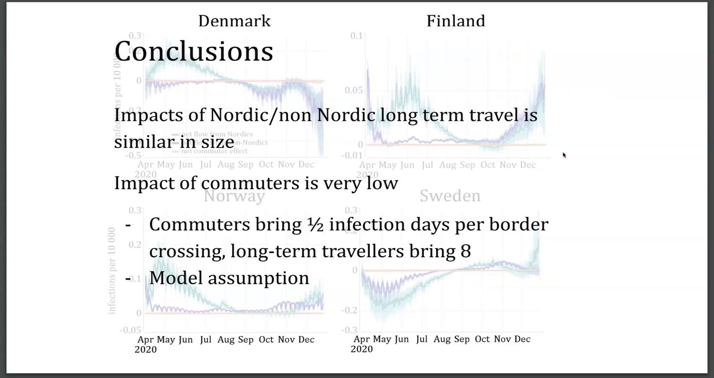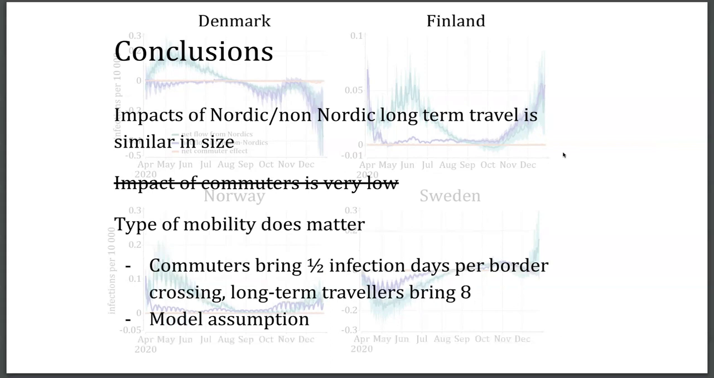Why it's happening is basically, it may be a model artifact. Each commuter having a border crossing brings like 1.5 infectious days per border crossing, because they stay only for like half a day, while when a long-term traveler is crossing the borders, we assume they stay the whole duration of the infectious period. So it would be 8 days. We assume that like with COVID, you have 8 infectious days. So it's based on model assumptions here, but what's important is that the type of mobility does matter, right?